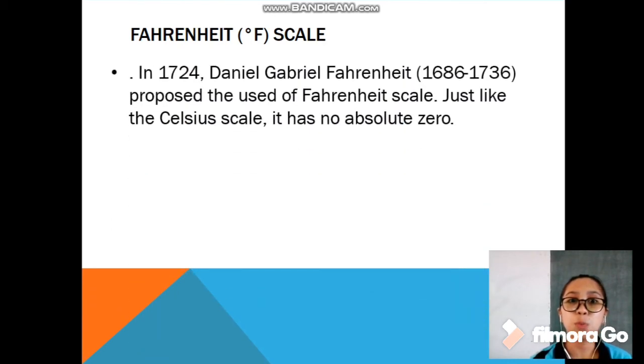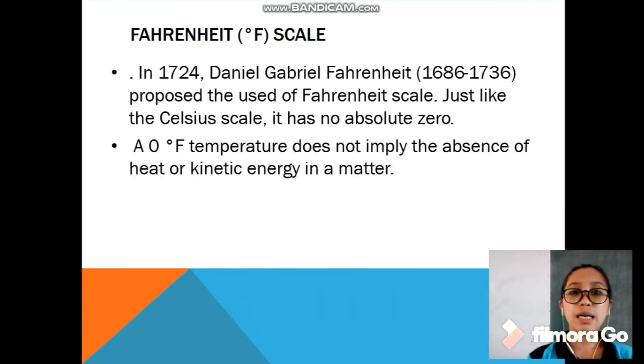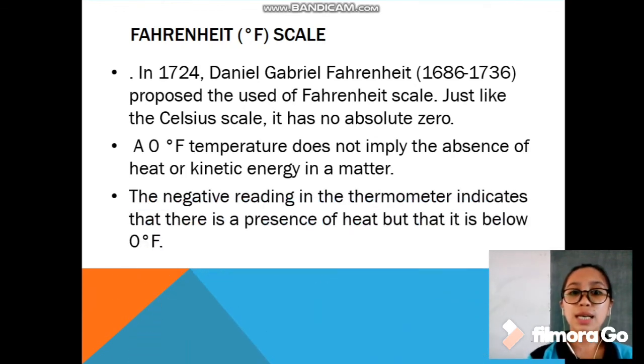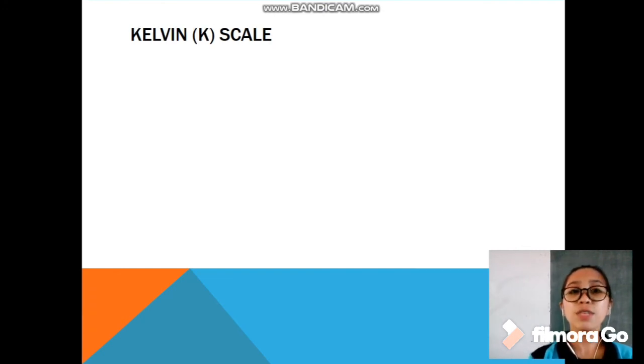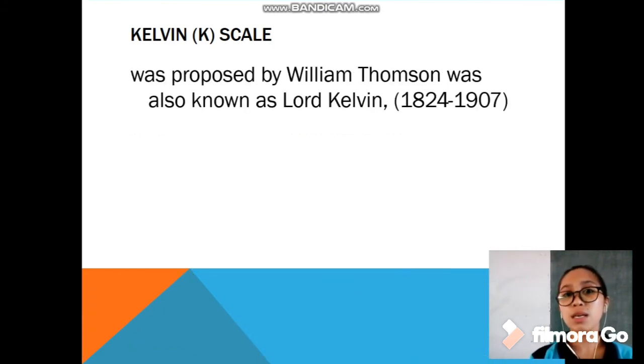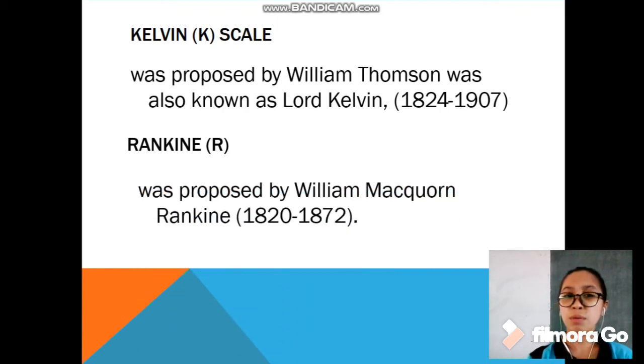Fahrenheit is proposed by Daniel Gabriel Fahrenheit, and just like Celsius, there's no absolute zero, and it does not imply the absence of heat. It's just like what I said a while ago. So a negative reading of the thermometer indicates that there is a presence of heat, but it is below 0 degree Fahrenheit. The Kelvin scale is proposed by William Thomson, also known as Lord Kelvin. It is very famous, Lord Kelvin, you know. And Rankine, not so famous, is proposed by William Macquorn Rankine. They are absolute scales, having absolute zero. Take note of that.